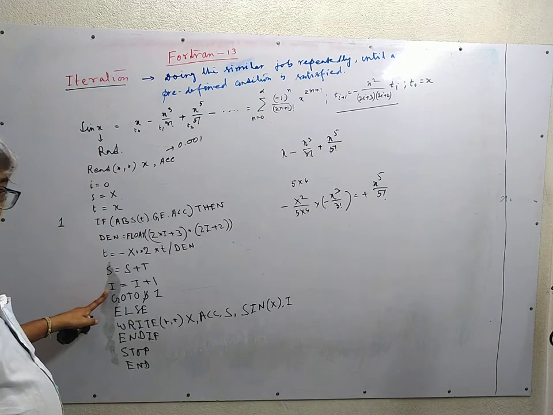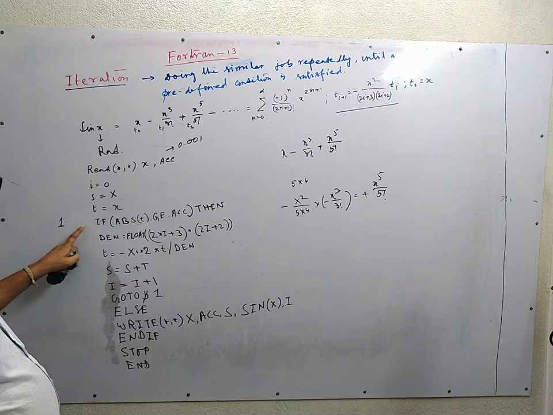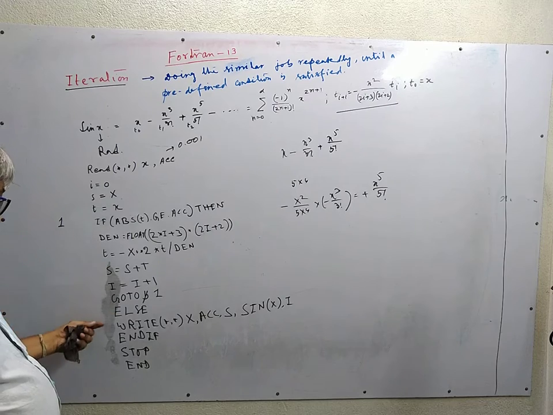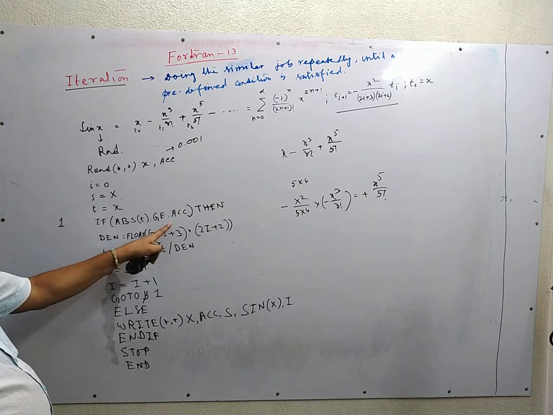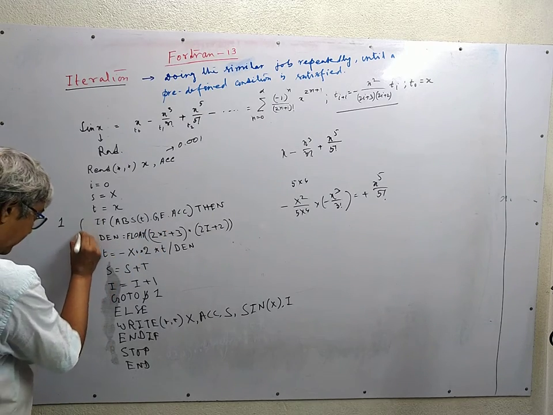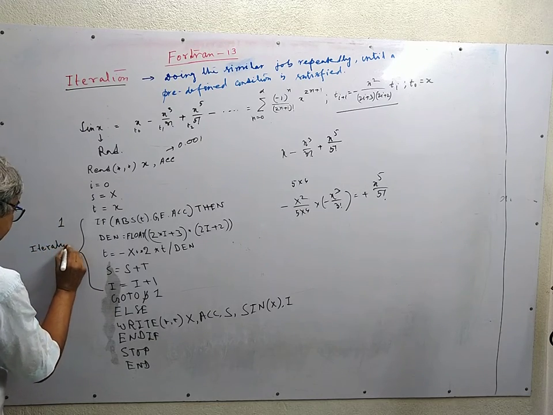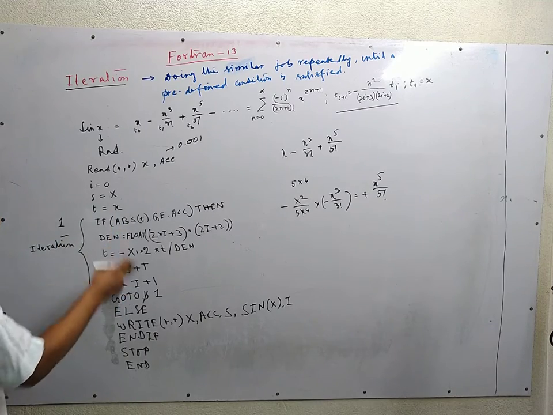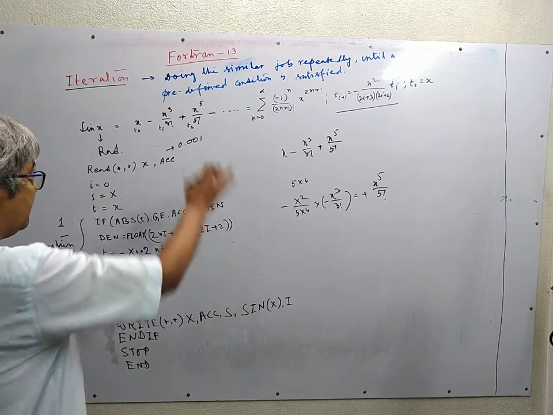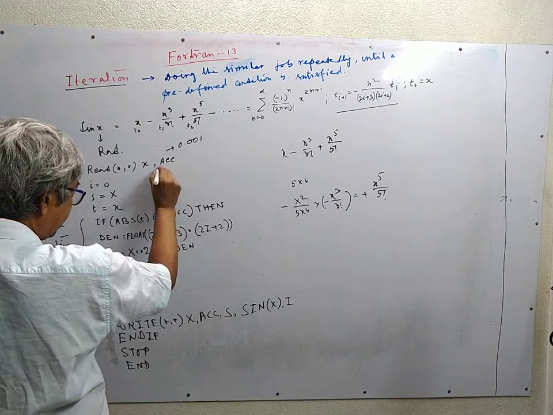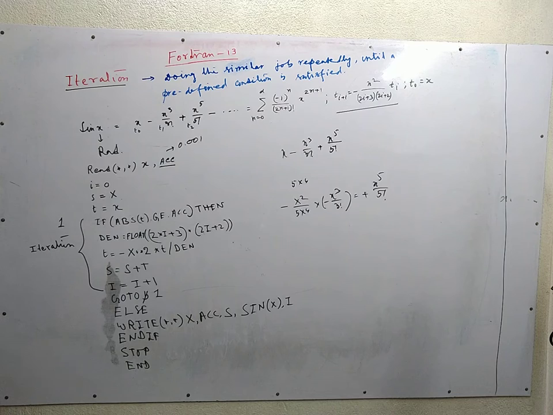Now it augments I by 1, so I will be 2, and it goes there and calculates the next term, and this part will be repeated until this condition is satisfied. So this is the iteration part. This job is done repeatedly until the predefined desired condition is satisfied. Here the predefined condition is this. Until this is satisfied, it will be done repeatedly.